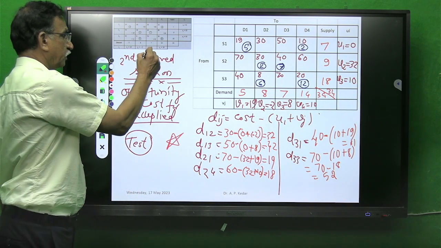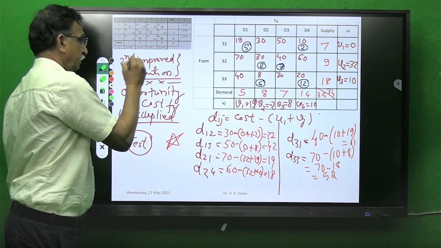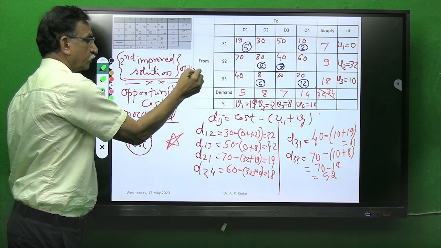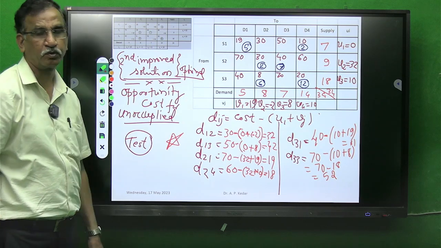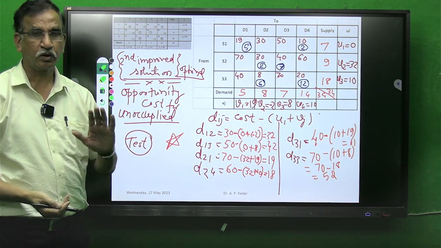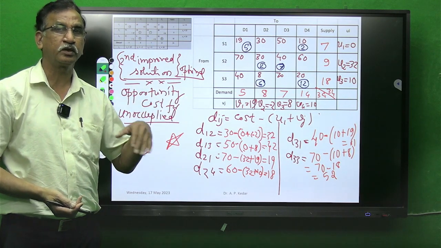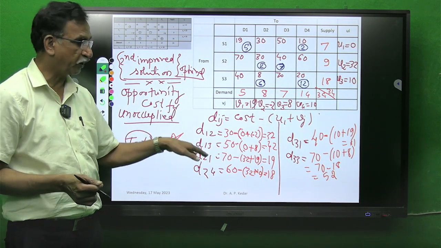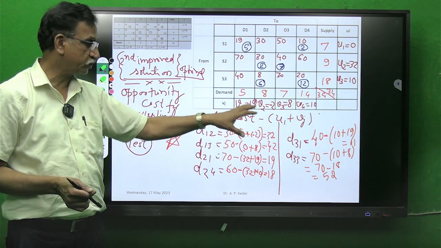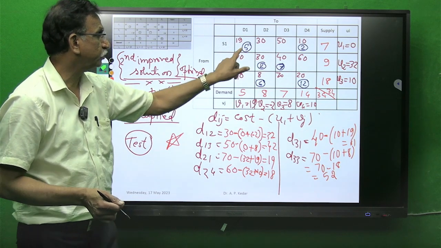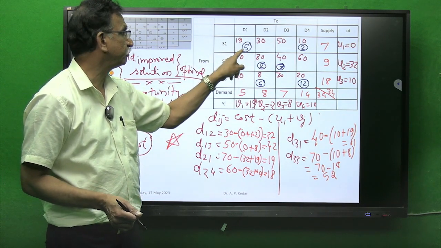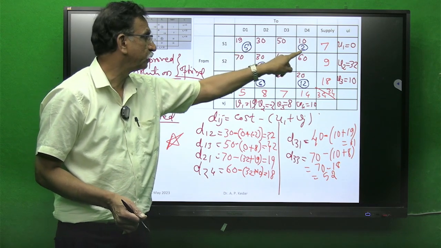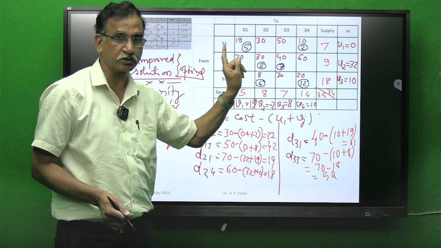Hence, this second improved solution is optimal. Very important. Now the transportation algorithm terminates. No further improvement is possible. So we'll find what is the minimum cost for this allocation. So the final answer is this, what I have written with blue color, this final allocation.